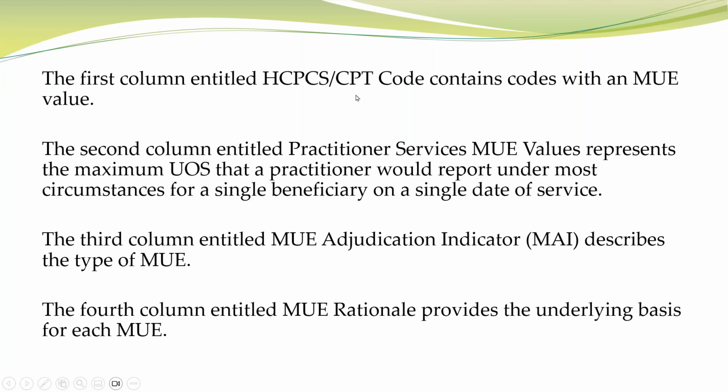This is just kind of an overview of what each thing means. But again, it's pretty straightforward. You have the code, the description, and the maximum amount of units you can do in a day. And the third is the type of the adjudication indicator, whether you can appeal it or you cannot appeal it.